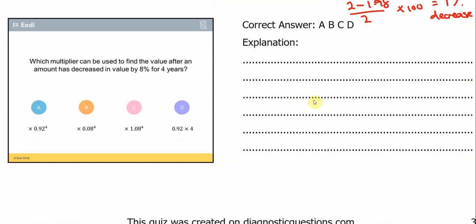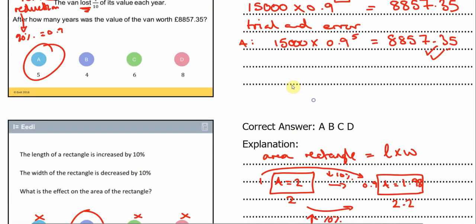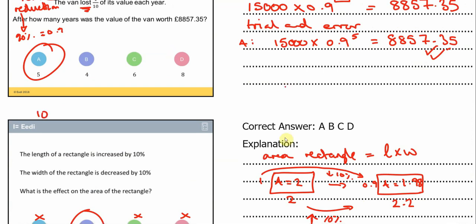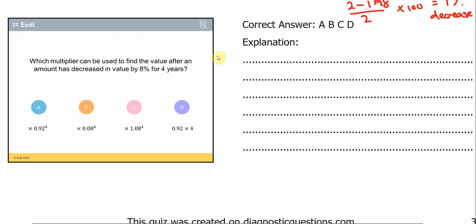Which multiplier can be used? What question are we on? 9, that was 10. That was 11. I might have a bit of a break and come back to this.